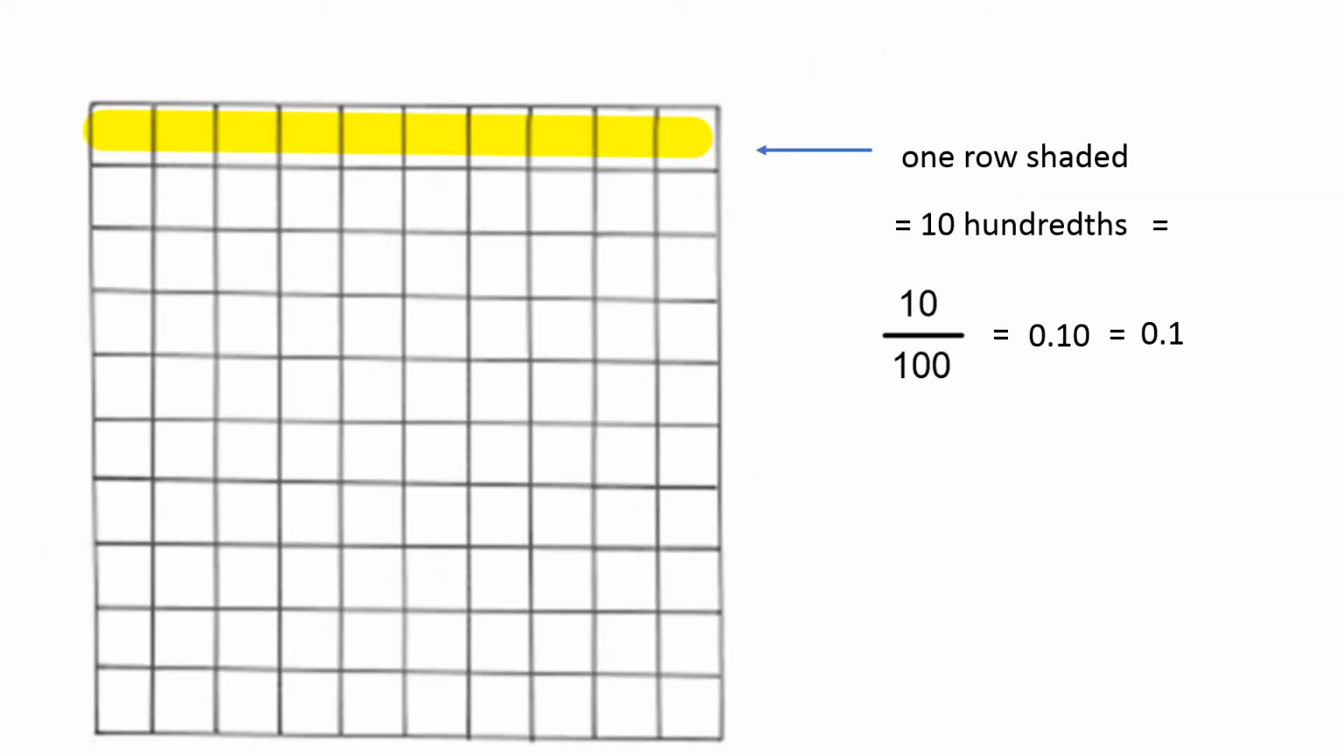Now we have a 100 square, we have one row shaded, and there are 10 in each row, and we have 100 altogether, so that would be 10 hundredths. It would be written like this as a fraction, 10 over 100, and as a decimal 0.10, but we don't really add the 0, so it would just be 0.1. So take a close look at this.